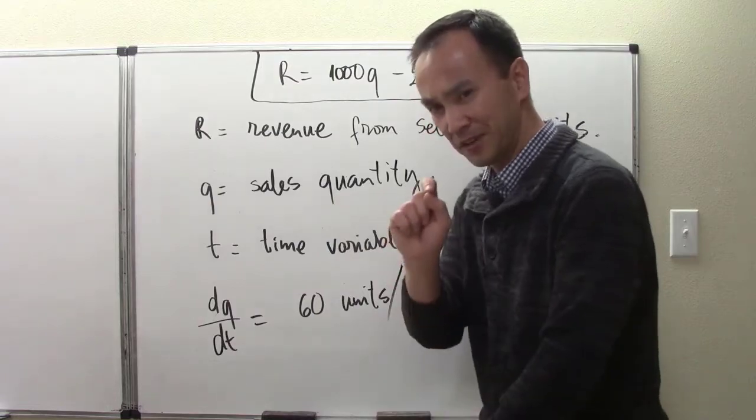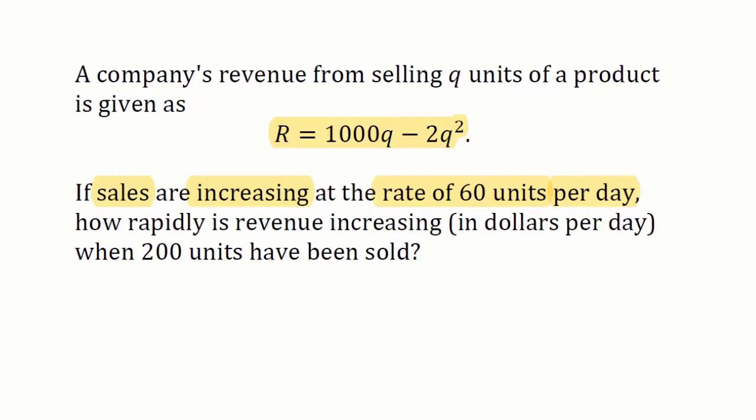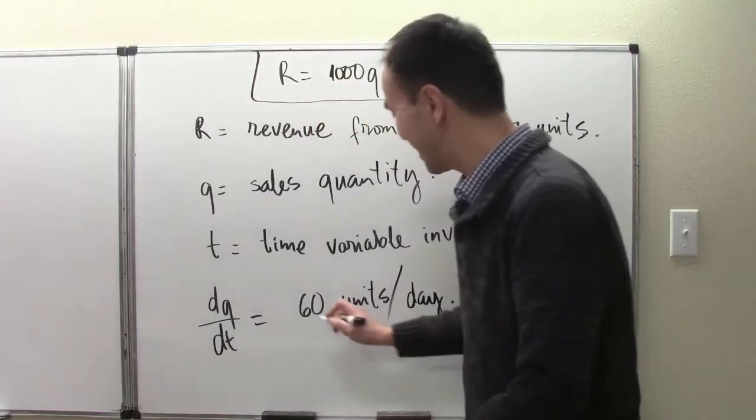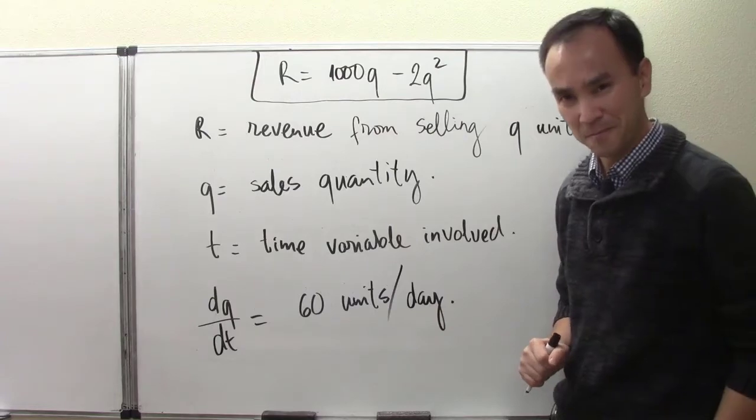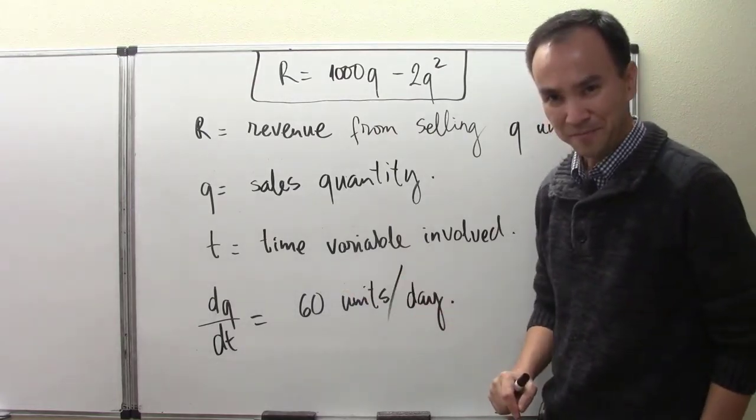And now, a little further into the problem, what caught my attention is that the sales are increasing. Okay, so we have a change, and that's why we have a rate. But the change here is an increasing change, a change that increases our sales. So sales are increasing. That means this rate of 60 units per day is a positive rate. So that sign is already proper. It's positive 60 units per day. So we have dQ/dt.